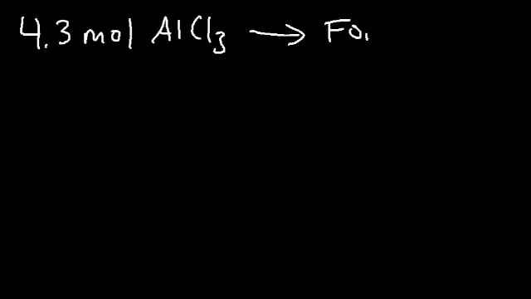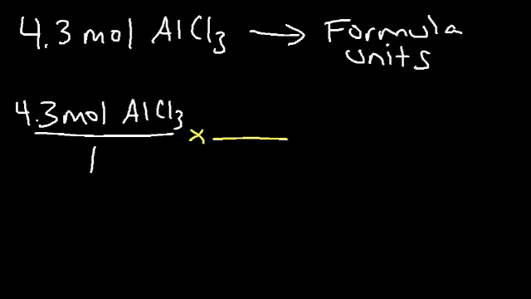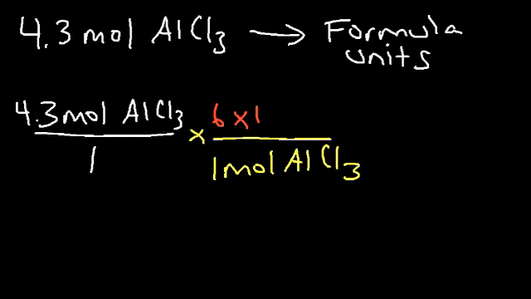Now, let's say you have 4.3 moles of aluminum chloride. How can we convert it to formula units of aluminum chloride? How many formula units are found in 4.3 moles? If you want to convert it, simply use Avogadro's number. For ionic compounds, the term formula units is used. So 1 mole of aluminum chloride contains 6 times 10 to the 23 formula units.